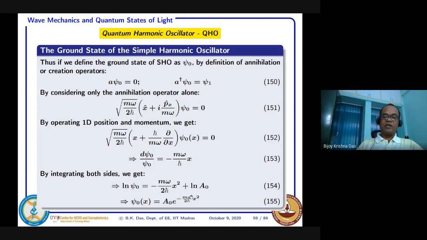This is a wave function. If you do the square integration, that's a probability density. The probability density from minus infinity to plus infinity is supposed to be 1. So from there you can find out a naught. That means a naught cannot be arbitrary. It has to be chosen such that it is actually a normalized wave function.